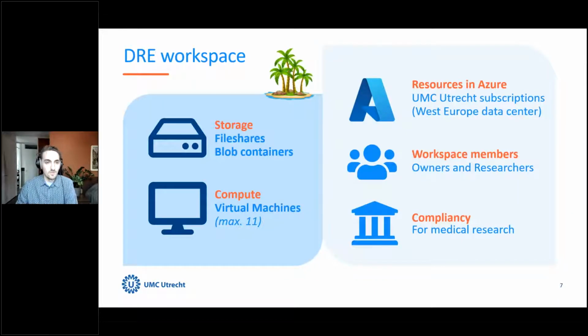If we dive into one of these workspaces, I've told you already that you have data storage available and that you have compute available. And this slide dives a little bit deeper in what that storage and compute is. For storage, we have file shares available. If you work on network drives, this is really similar. They work almost the same way. And we also have blob containers available. That is a storage option that is not really part of the standard setup, but we can also arrange for it. And then for compute, we have virtual machines.